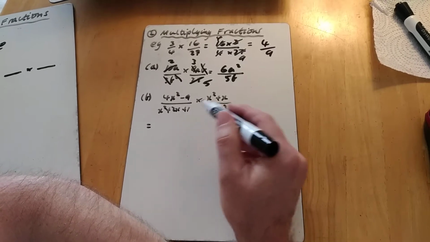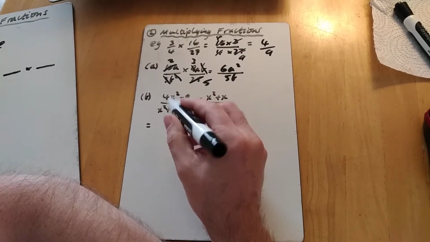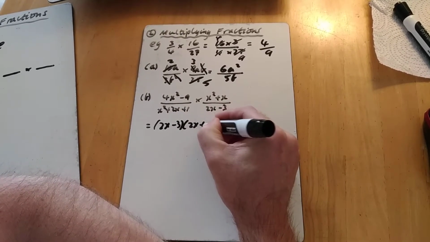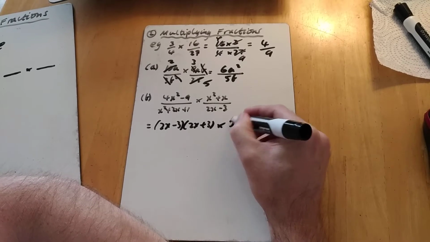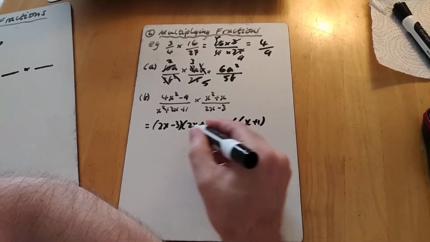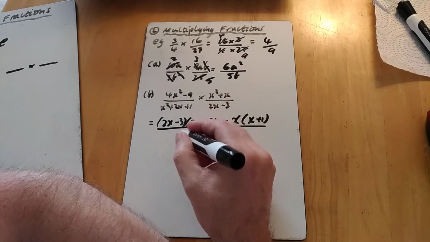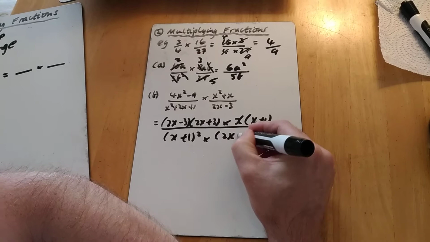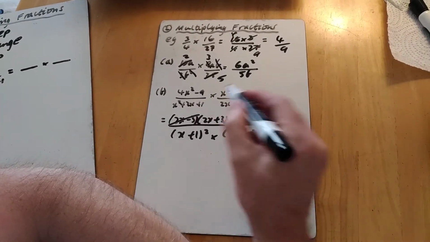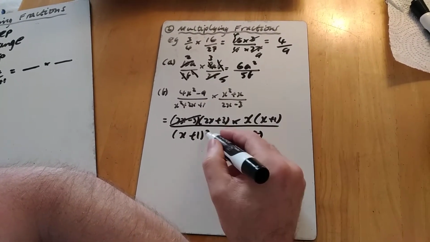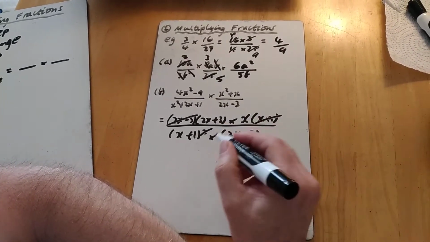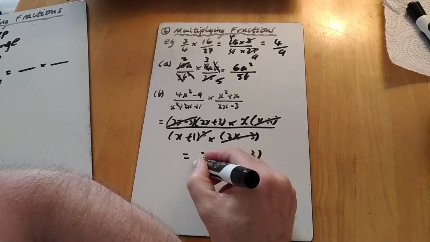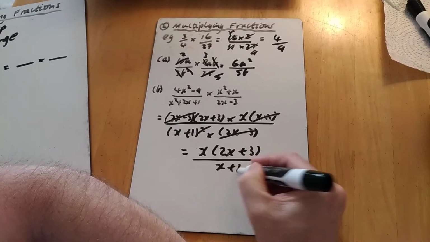Factorise it all first, and then cancel out any common factors. So top of this one, 4x squared minus 9 is (2x minus 3)(2x plus 3), and times x bracket x plus 1. And on the bottom here, x squared plus 2x plus 1 is (x plus 1) all squared, and times the 2x minus 3. So that bracket can cancel with that one. The x plus 1 cancels with one of the x plus 1s. I'm left with x bracket 2x plus 3 on the top, and just the x plus 1 on the bottom.